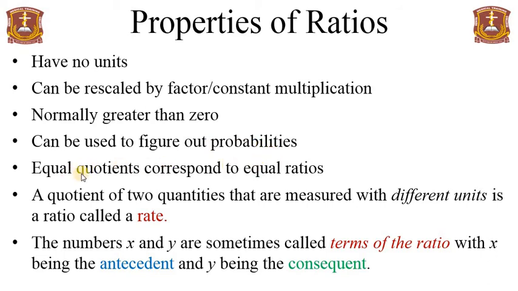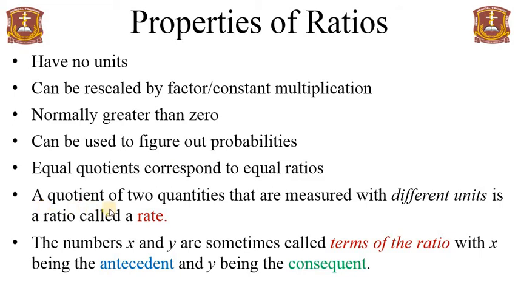Now there is this statement which needs to be understood: equal quotients correspond to equal ratios. This simply means that if I have a ratio A to B and another one C to D, and A over B equals C over D, then the ratio A to B equals the ratio C to D. That can be used to determine the missing parts of some of these things. When we do proportions, you'll come to understand the meaning of this statement in a better way.